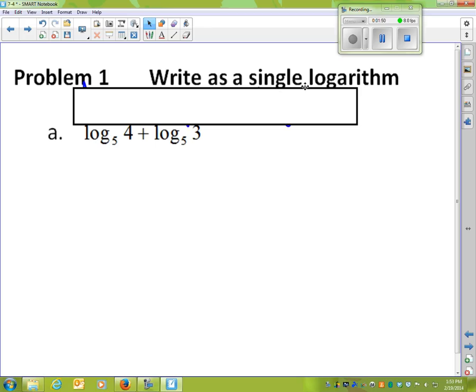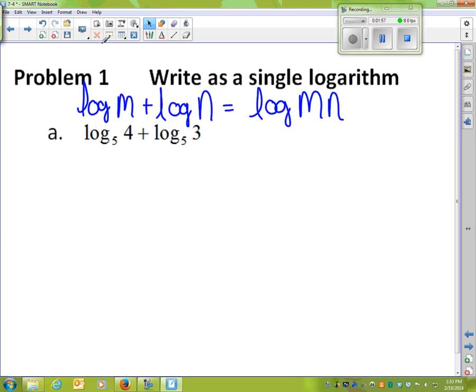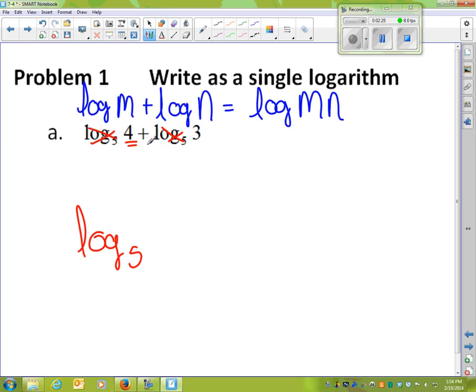The first type is they ask us to write it as a single logarithm. When I look here, I see the plus sign. So I'm going to use my product property. You add two logarithms, I can combine them into one by multiplying. So I take my log base 5. Once I've used them, you can get rid of it. That will help you remember you only write the logarithm once. And then I would take the 4, change addition to multiplication, and go 4 times 3. My final answer is log base 5 of 12.